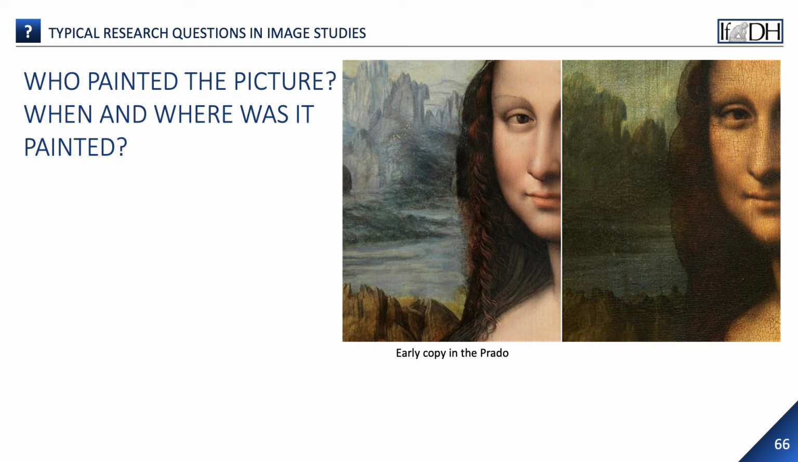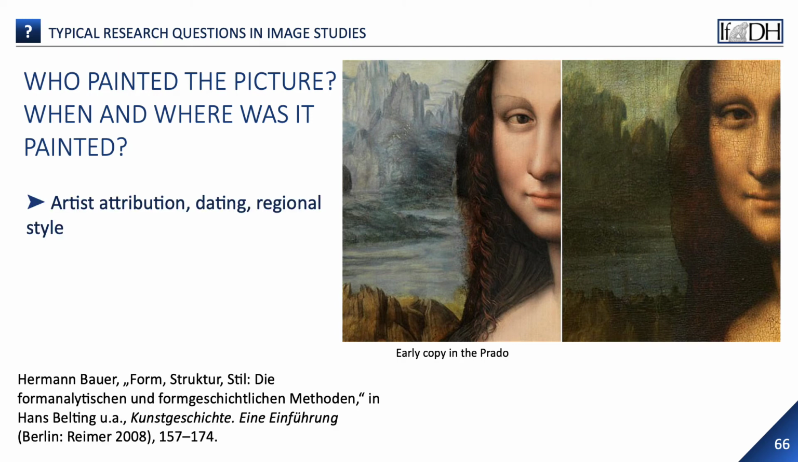In the case of the copy of the Mona Lisa in the Prado, for example, one would like to know who painted the picture and when and where it was painted. This brings us to the large field of stylistic research, which assesses the authenticity of works, assigns artists, checks dating, and links the painting style to a workshop or artistic tradition. This large field, as far as textual sources are concerned, is also ploughed by literary studies.